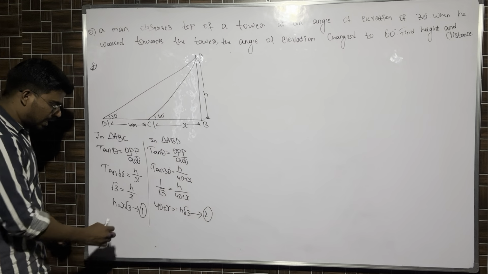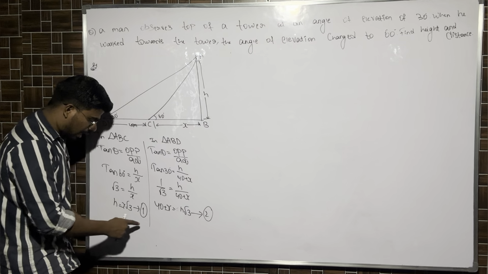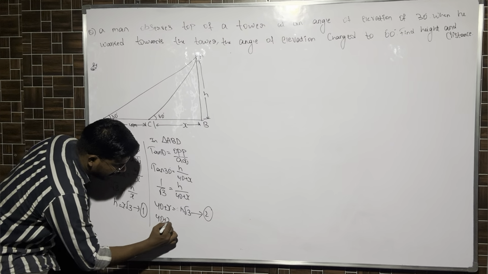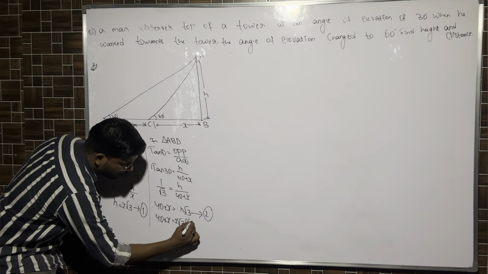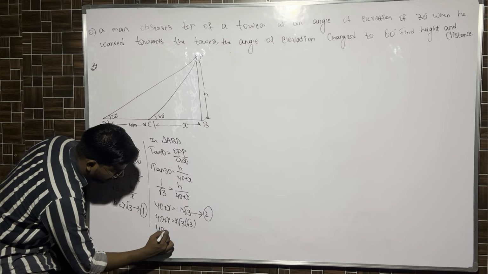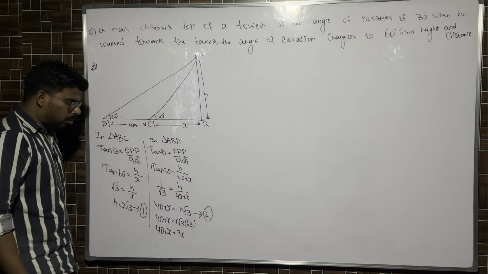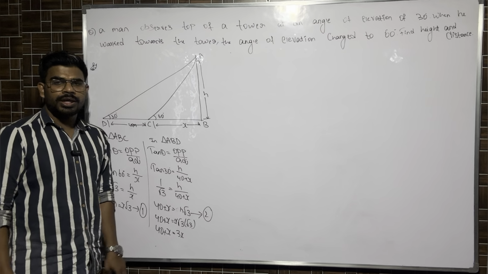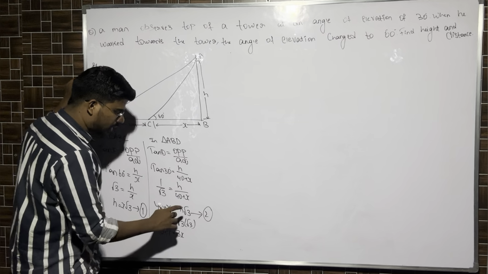From equation 1, the value of h, which is x root 3, I am substituting over here. In the place of h, I am putting x root 3, right? So it is 40 plus x is equal to, in the place of h, we can write x root 3 into root 3. So 40 plus x is equal to 3x. How did it become 3x? Root 3 into root 3, the square root gets cancelled, we will have only 3. So 3 into x, 3x.